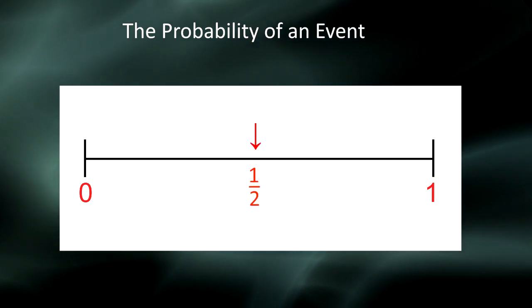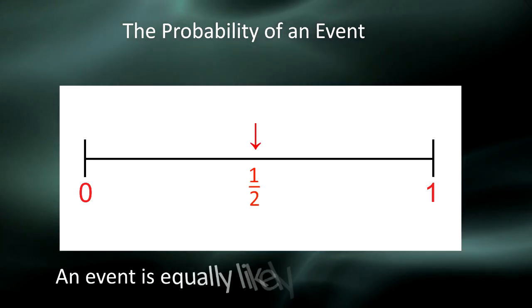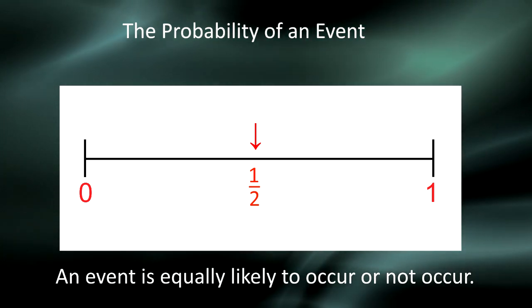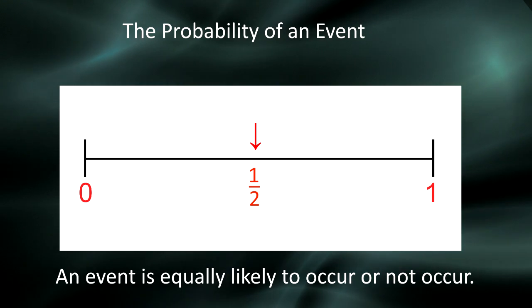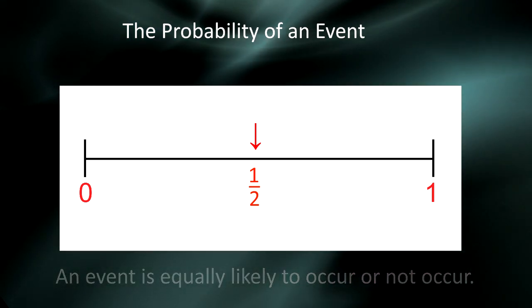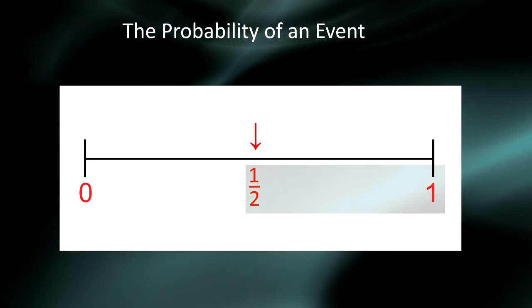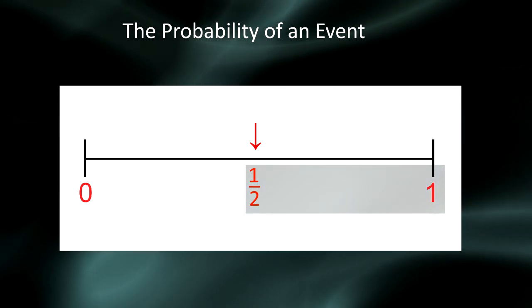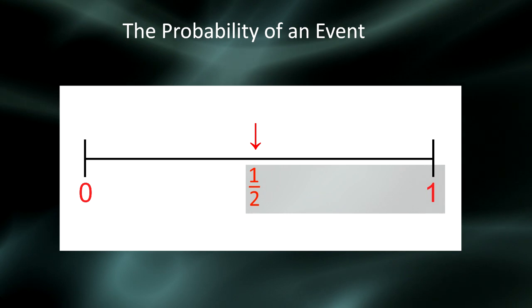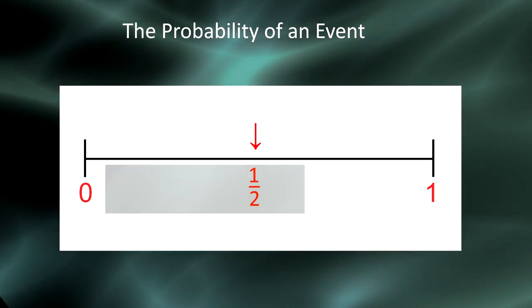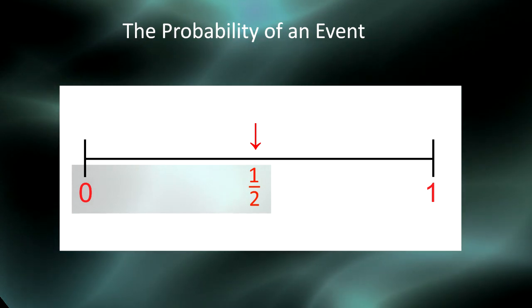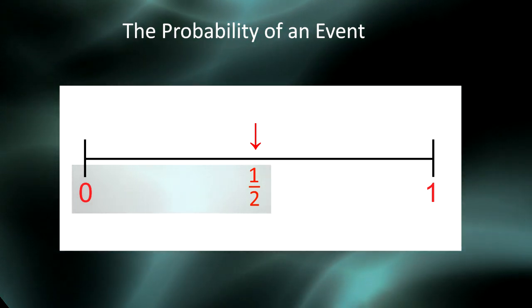In the middle, a probability of 1/2 indicates the event has a 50% chance of happening. In other words, the event is as likely to occur as not to occur. Any probability that is greater than 1/2 indicates that the event is more likely to occur than it is not to occur, and a probability that is below 1/2 indicates that the event is more likely not to occur than it is to occur.